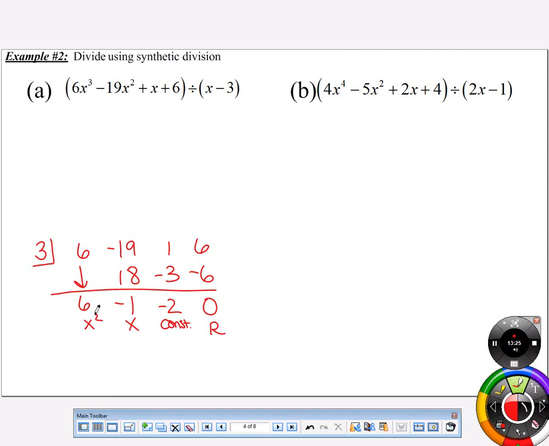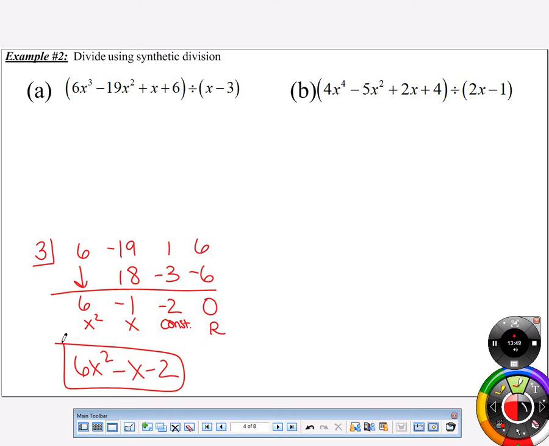So somebody raise your hand and tell me how I write my final answer to this division problem. Damien. 6x squared minus x minus 2. Good. I don't need to write the remainder because it's 0. Dylan? If they asked us to factor it further. But here all they asked us to do was divide that polynomial by that one.